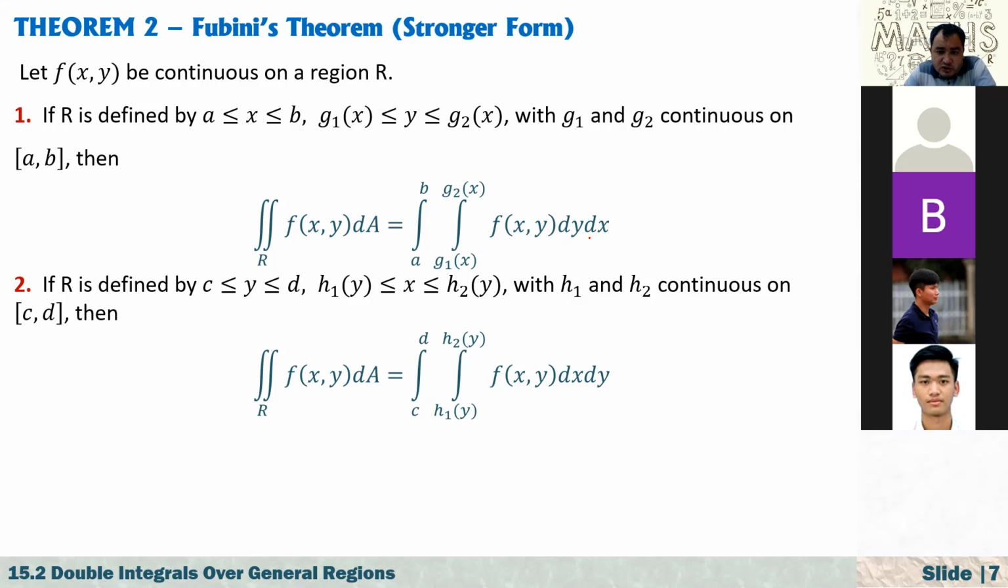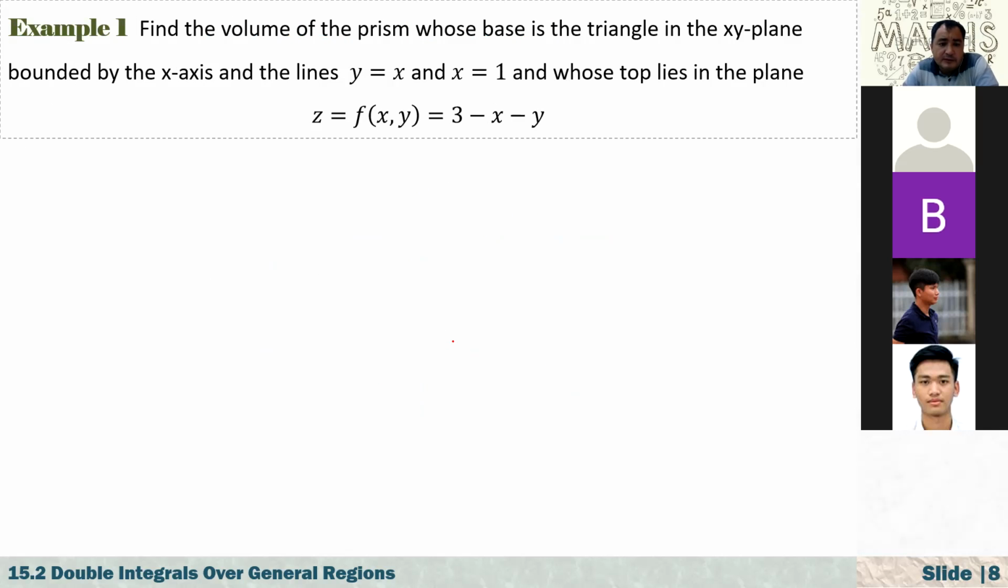Or also, actually, we can change the order of this integration. If R is defined by c less than or equal to y, less than or equal to d, and h1 of y less than or equal to x, less than or equal to h2 of y, with h1 and h2 continuous on [c, d], then this double integral of f over R dA is equal to the integral where y is changing from c to d, right? And our x is changing from h1 of y to h2 of y. Okay. I will show this in examples immediately.